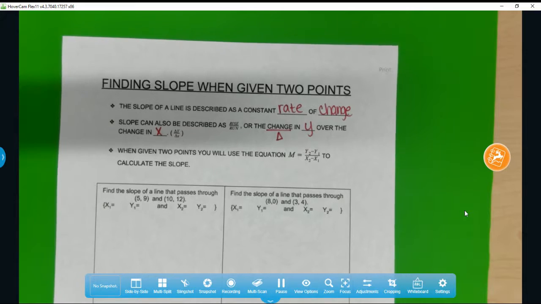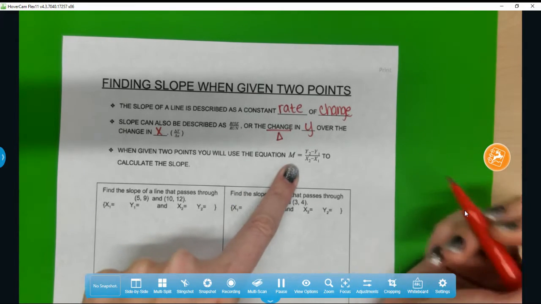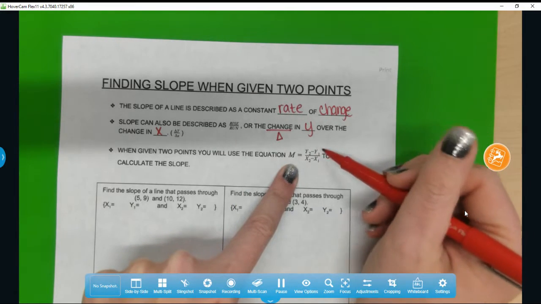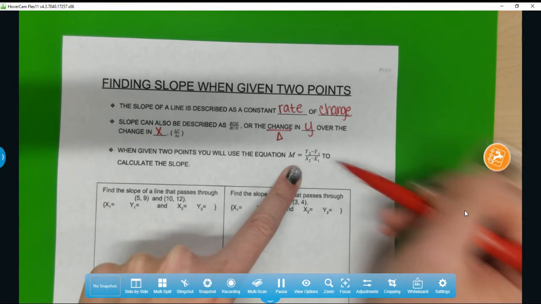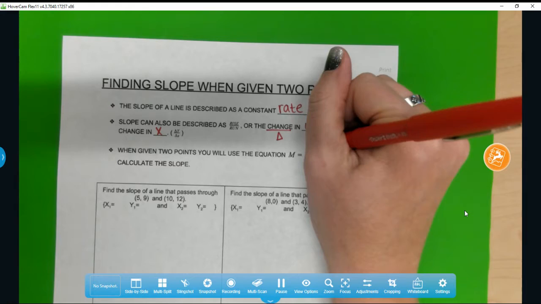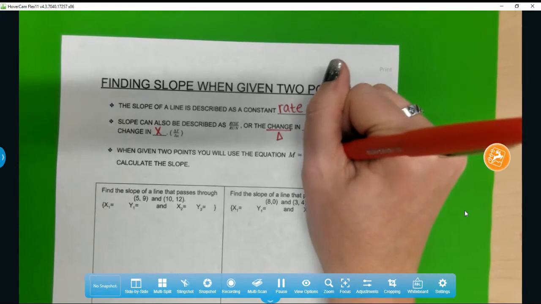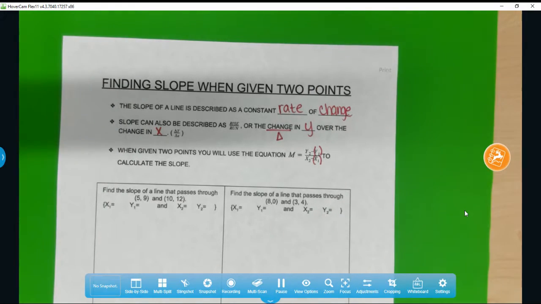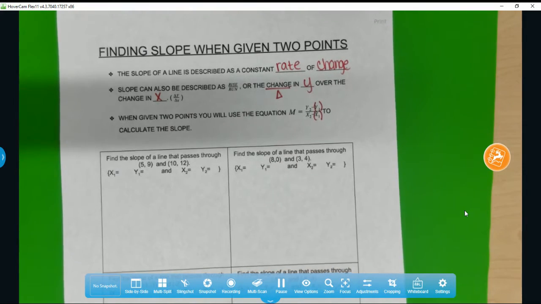So when given 2 points, you're going to use the equation m equals y2 minus y1 over x2 minus x1 to calculate slope. What I would do is put y1 and x1 in parentheses. That way when there starts to be negatives, you don't get confused.